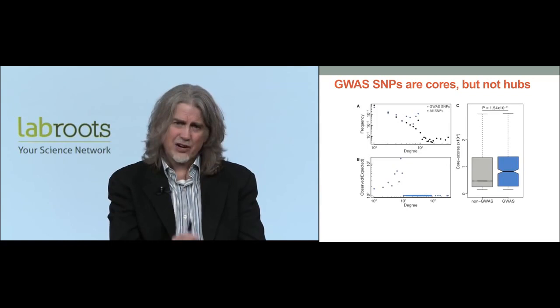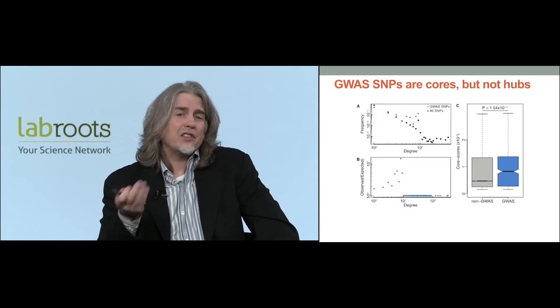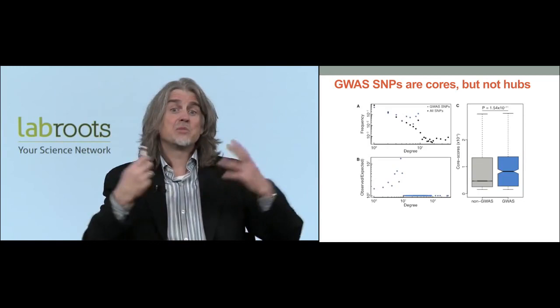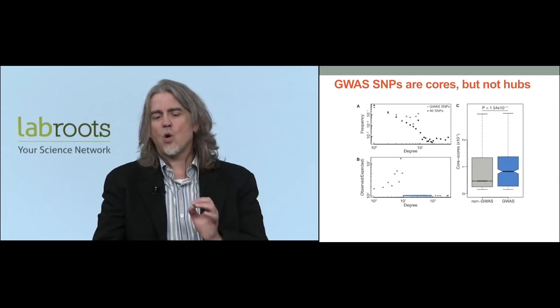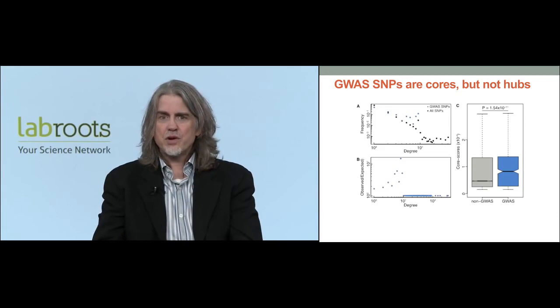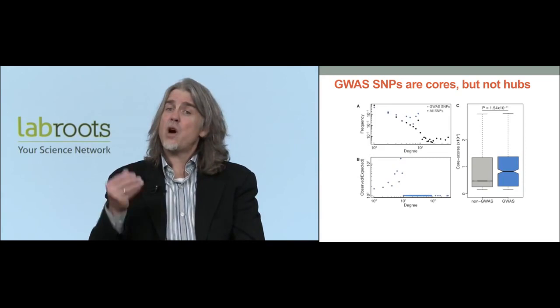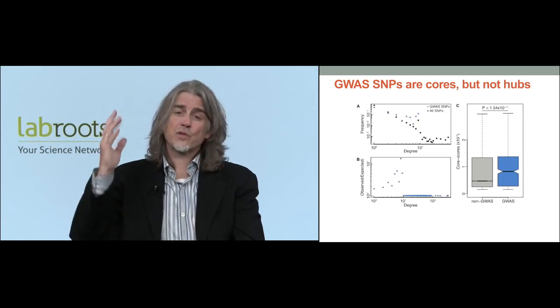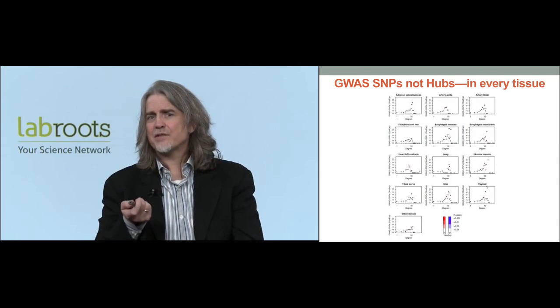The other thing, of course, we wanted to know was, did the other lesson we learned from looking at COPD generalize to these multi-tissue networks? And the answer is yes. GWAS SNPs are cores, but not hubs. So we find the GWAS hits not at the center of the global network, but at the center of the local community. And in fact, in each one of the 13 tissues we looked at, the GWAS core scores are substantially higher than the core scores for all of the other SNPs in the network. So we're learning the same lesson from multiple tissues that we saw in a single tissue.